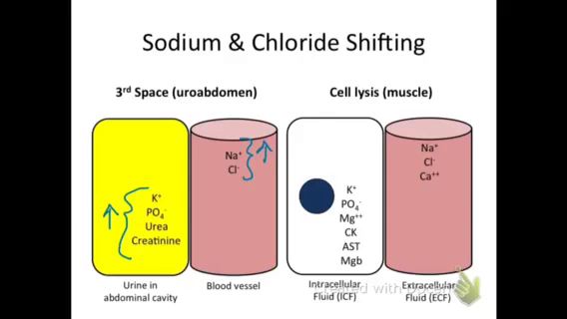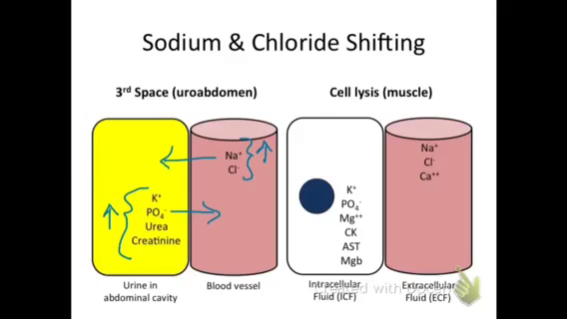In doing so, sodium and chloride shift from the blood into the abdominal cavity, causing hyponatremia and hypochloridemia. And potassium, phosphorus, urea, and creatinine shift from the abdominal cavity into the blood, leading to increased concentrations of all of these substances in plasma.